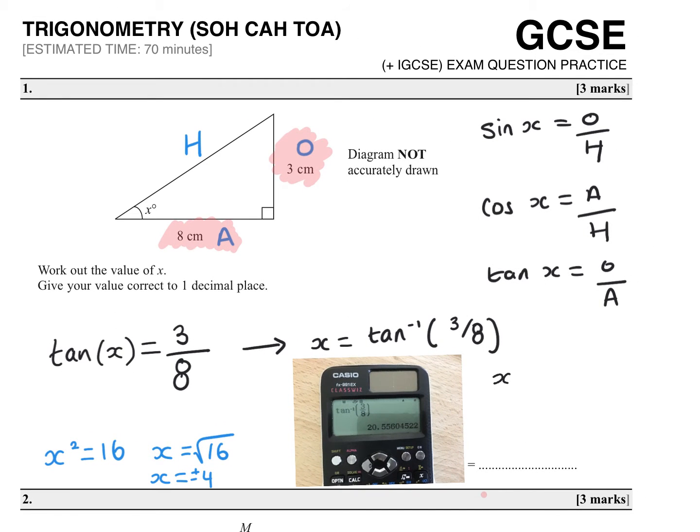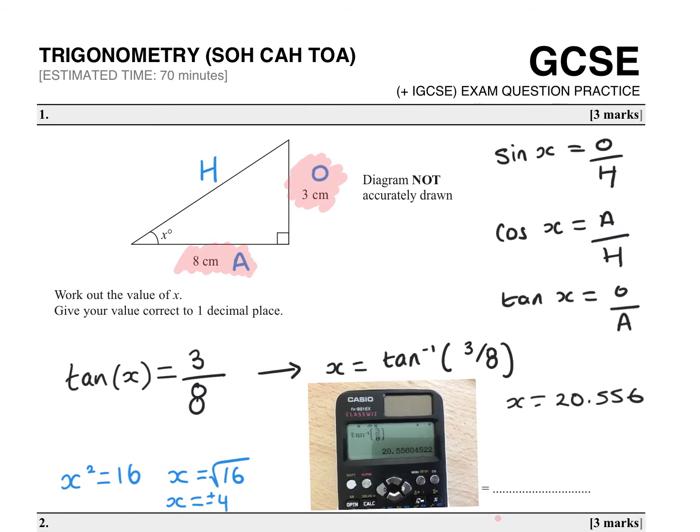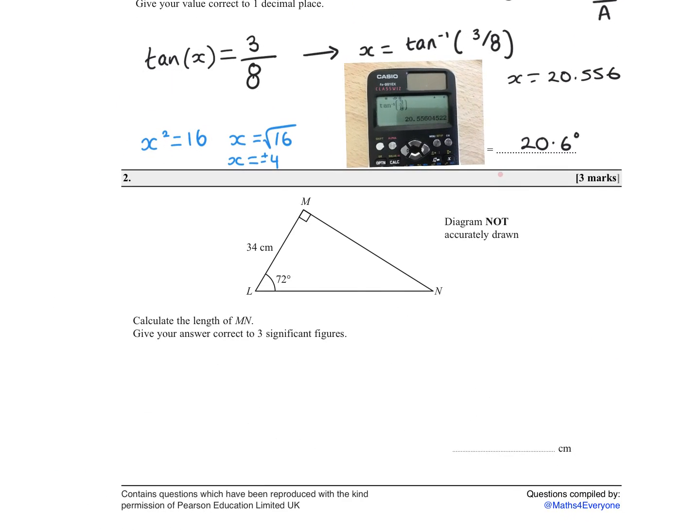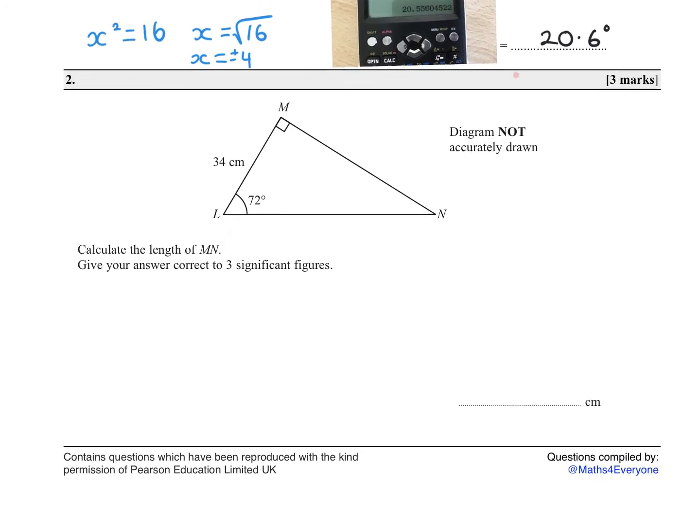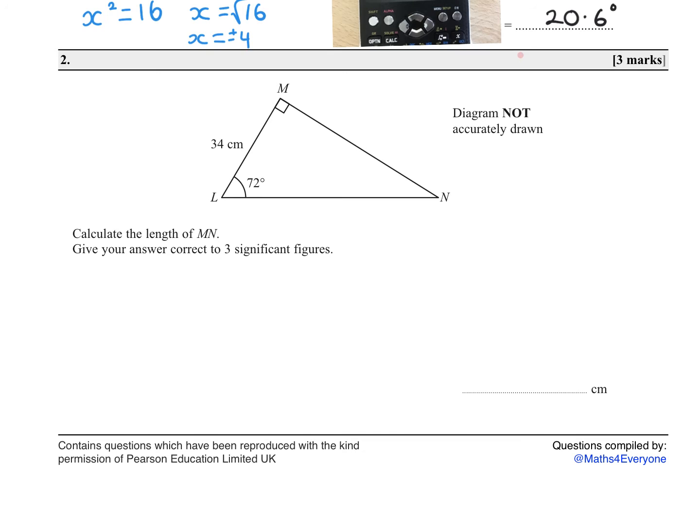20.55. So X equals 20.556. I'm going to go back and read the question, and the question says, give your value correct to 1 decimal place. So X equals 20.6 degrees. Nice and simple. Okay, so for the second question, I want you to have a look at the second question.